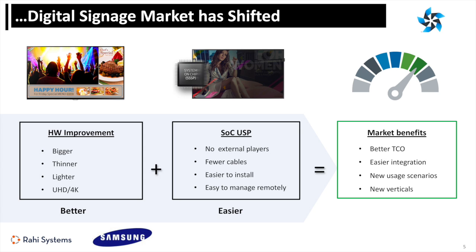The digital signage market has shifted, and with it, we have hardware improvement, making monitors bigger, thinner, lighter, with the ability to port 4K content, a better experience for everyone. The system on chip has allowed us no external players, fewer cables, easier installation, and easy remote management. That all equals market benefits such as a better cost of ownership, easier integration, new usage, and certainly new vertical markets in which we can deploy the monitors.